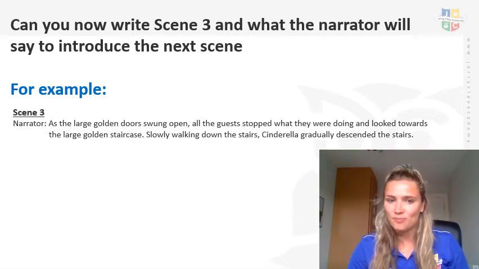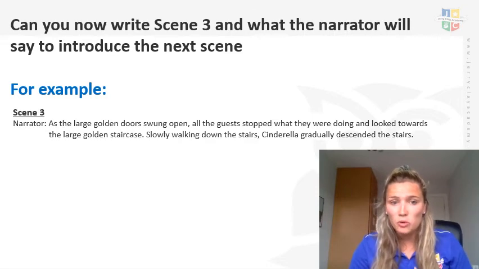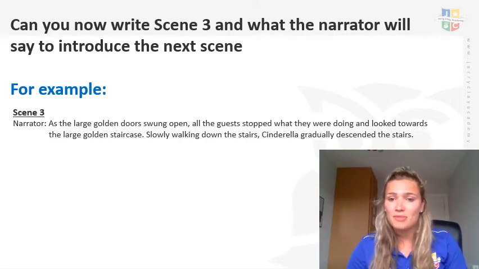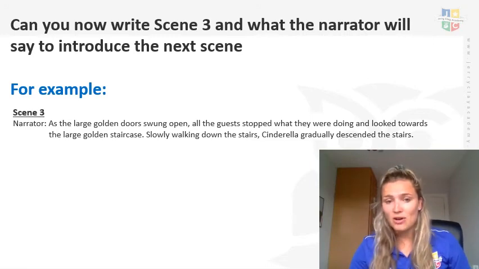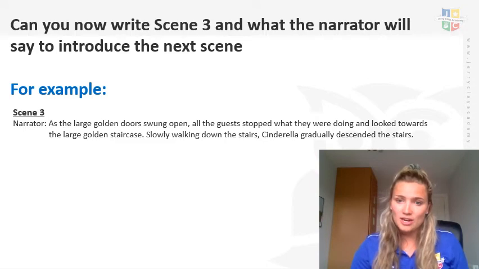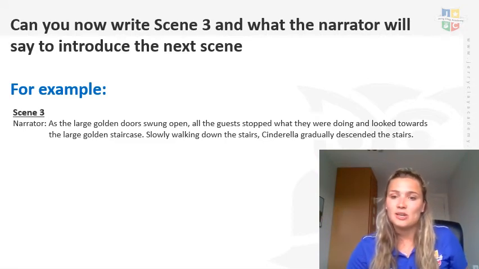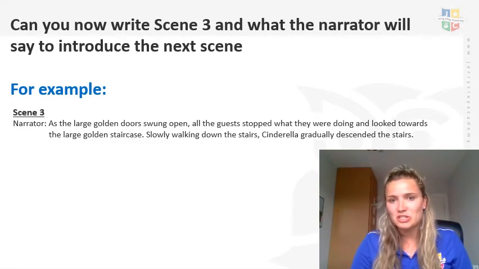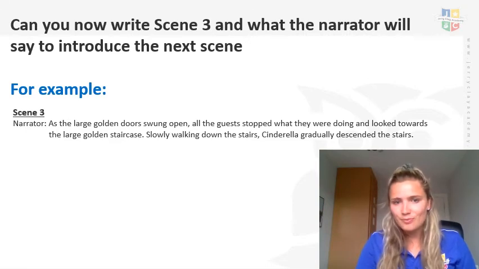And then we can have a conversation. Now you can see that I have put in lots of adjectives. I've got golden staircase, the large golden doors. I've also got lots of adverbs there as well. So I've said she was slowly walking, gradually descending. So also see if you can get some of those into your writing as well.